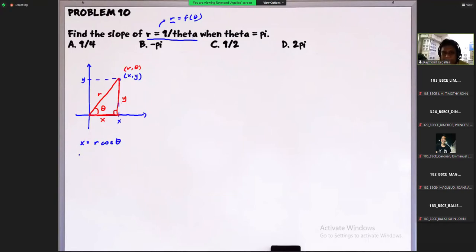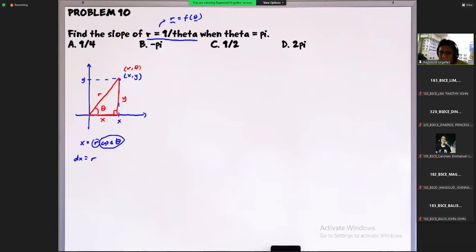So therefore, solving for dx. For example, let's do this, dx na lang. Again, if we are solving for dx, this is basically just the differentials. So dito gagamit tayo ng product rule kasi naka-multiply itong dalawa.